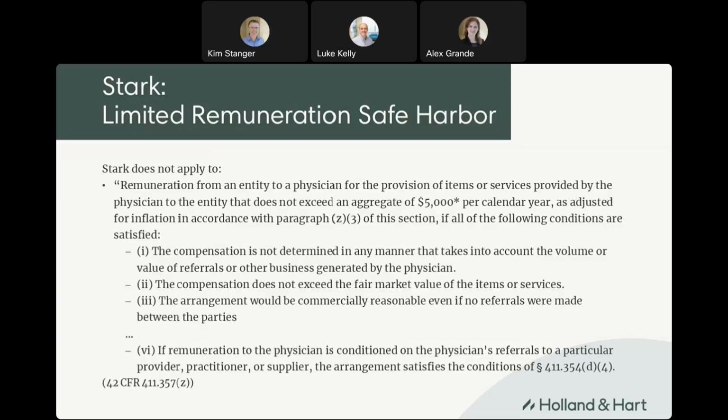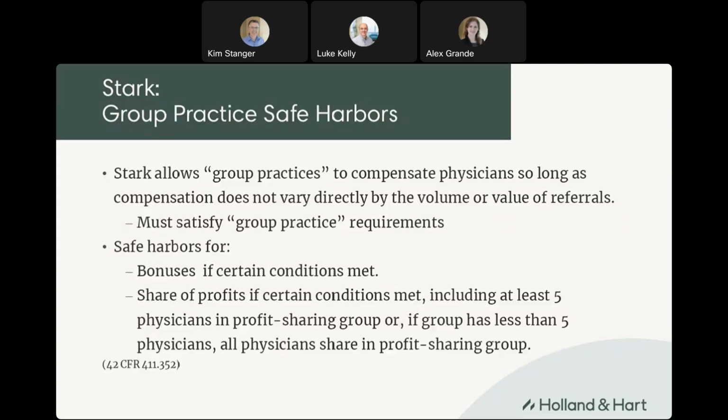There is a new safe harbor that also allows you to pay a physician, including an employed physician, less than $5,000 per year, subject to inflation, without having to satisfy all the requirements of the employment safe harbor, but the requirements are generally similar. The compensation can't be determined in a manner that takes into account the volume or value of referrals. The compensation cannot exceed fair market value, and the arrangement still has to be commercially reasonable.